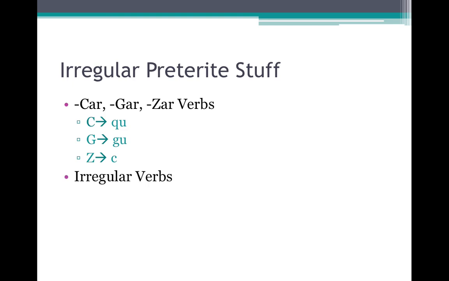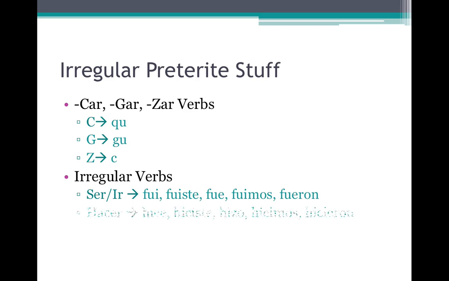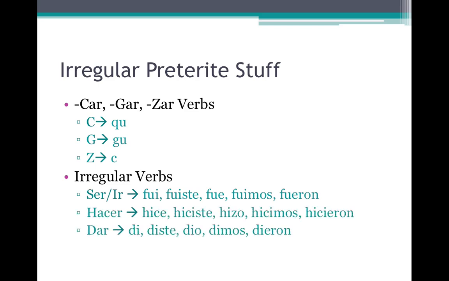So if I had the verb sacar, I'm going to change the C to a QU and add the AR ending, e: saqué. And then it goes back to normal: sacaste, sacó, sacamos, sacaron. It only happens in the yo form. Okay. We also talked about 5 irregular verbs. Ser and ir, remember how they were the same? Fui, fuiste, fue, fuimos, fueron.